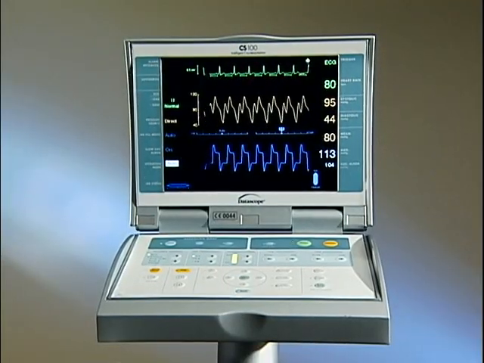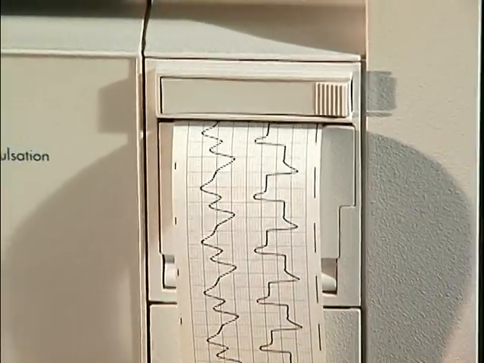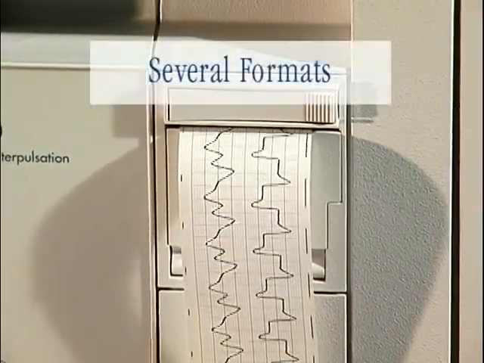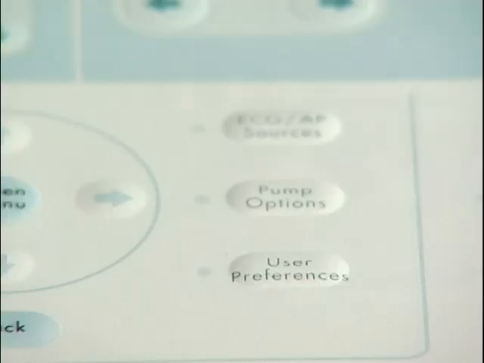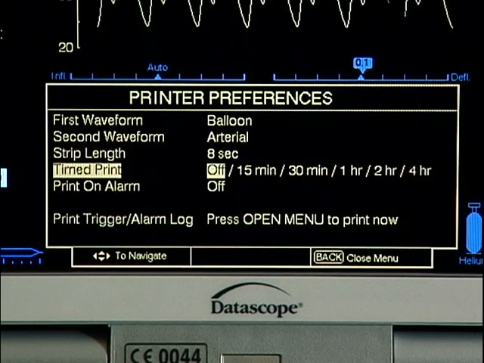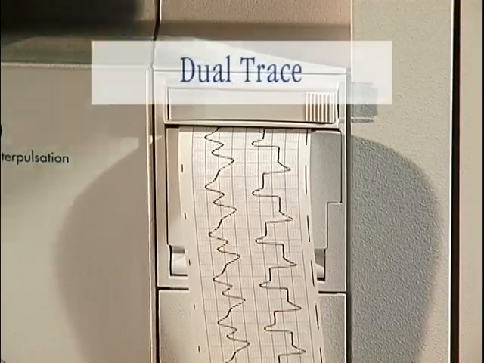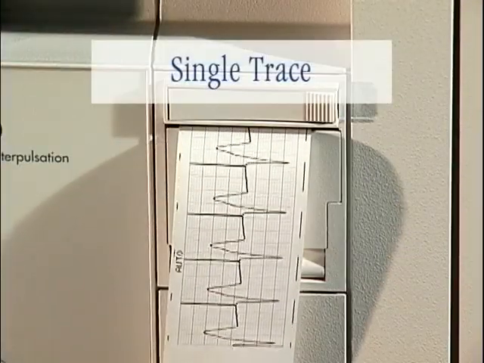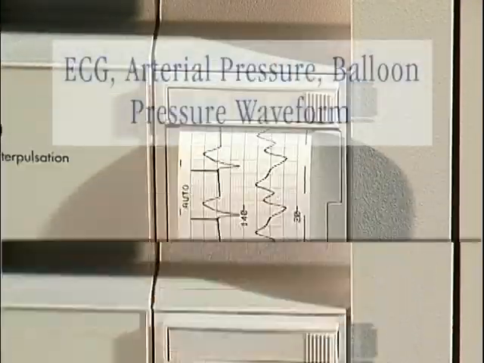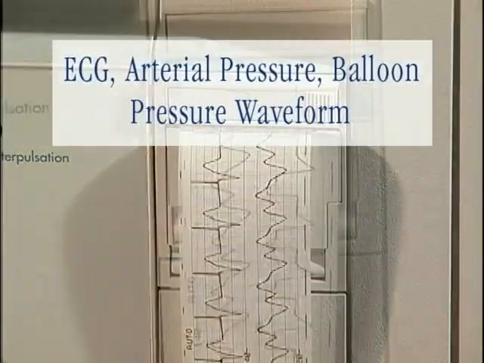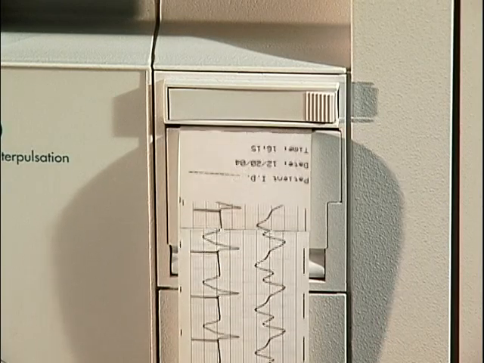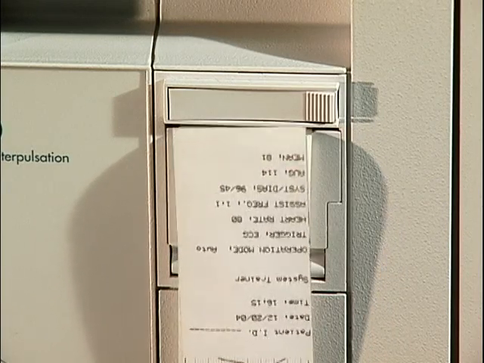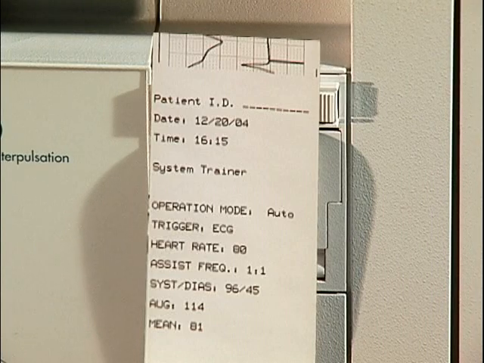The CS100's dual trace recorder provides a hard copy record of patient waveforms. Several formats are supported. Select the format desired by first going to the User Preferences menu here. Then select the Printer Preferences submenu. Formats available are dual trace or single trace. Waveform choices are ECG, arterial pressure, and balloon pressure waveforms. At the completion of the recording, an annotated trailer is appended to the print. The annotation describes patient and system status.